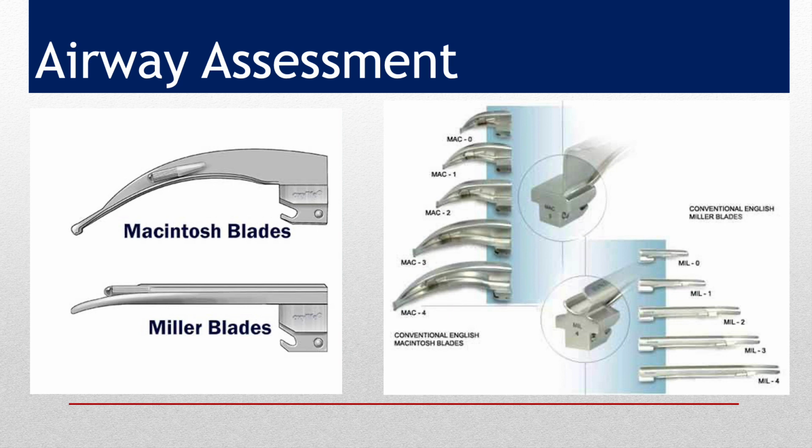Commonly used are two types of blades: the Macintosh, that is a curved blade, and the Miller's, that is a straight blade. The basic difference between these two blades is the curvature. The Macintosh blades are mostly used for adults, whereas Miller's blades are mostly used for pediatric and neonates. Macintosh blades have 0 to 4 sizes, where 0 is the smallest and 4 is the largest. Miller's also has similar sizes, but it can also have 0, mainly for preterm babies.